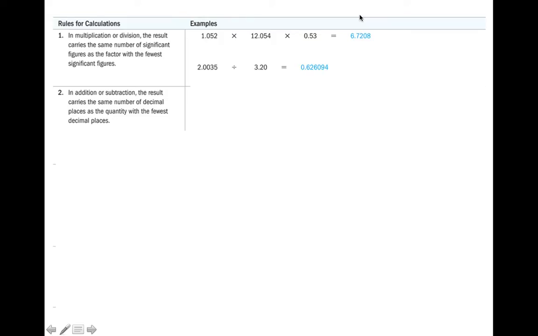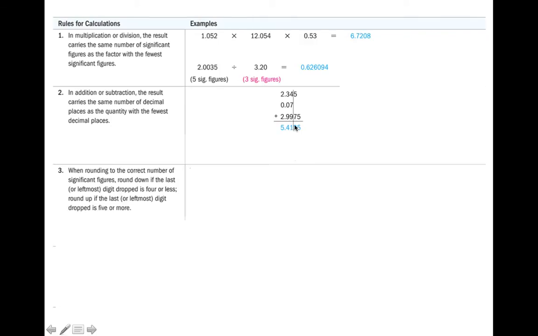Now, in addition or subtraction, the result carries the same number of decimal places as the quantity with the fewest decimal places. All right, this will make some sense after we look at it. Okay, so if we're adding these numbers, we line all the decimal points up, all right? Then we add the numbers all up, and then we say, aha, that's the number right there with the fewest decimal places, 0.07. And so we can only report this to 5.41.